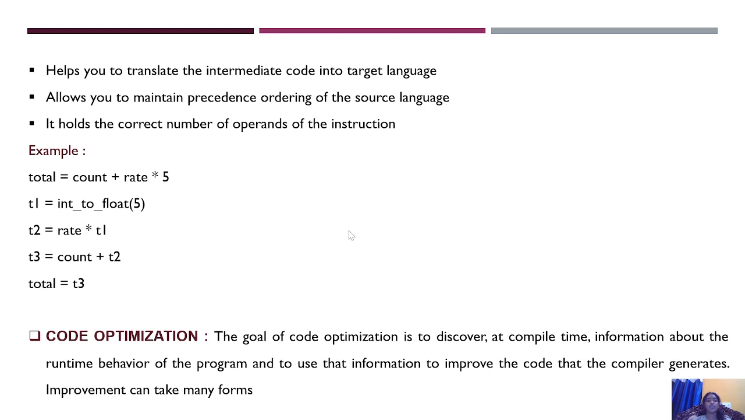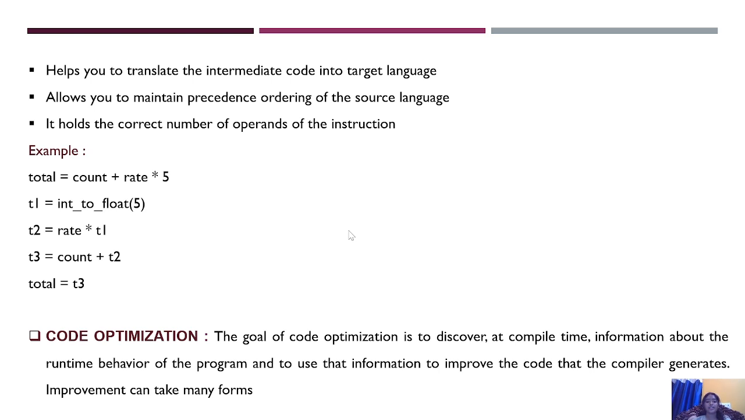Example, taking total = count + rate * 5. We'll convert this into a simple form. First, T1 = inttofloat(5). Then T2 = rate * T1. Then T3 = count + T2. T2 is rate * T1. So totally we get T3.